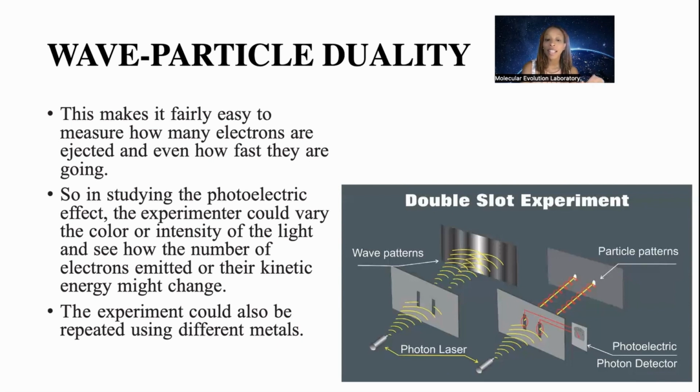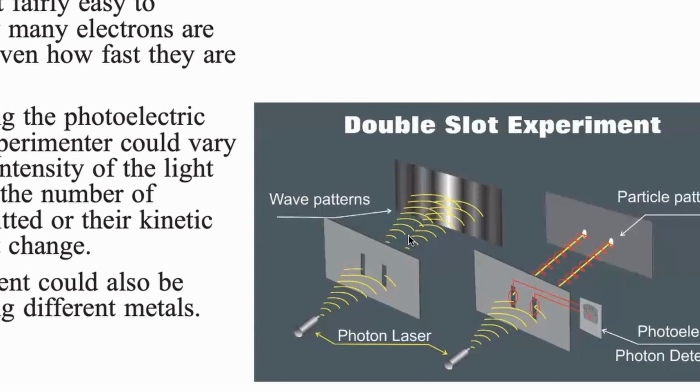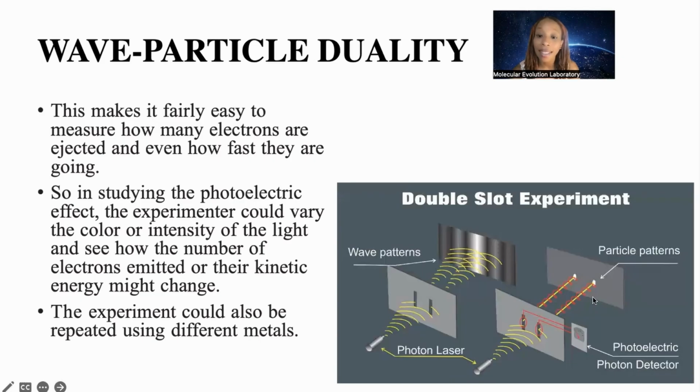In studying the photoelectric effect, the experimenter could vary the color or the intensity of the light and see how the number of electrons emitted or their kinetic energy might be changed. The experiment can also be repeated using different metals. So you basically get a laser where you pass photons of laser light in the form of waves on the metal, and here you have a photoelectric detector that detects each particle that is ejected, and depending on the frequency, the intensity, or the kinetic energy, a certain color photon will be produced.